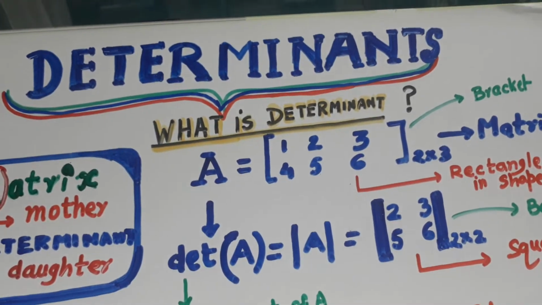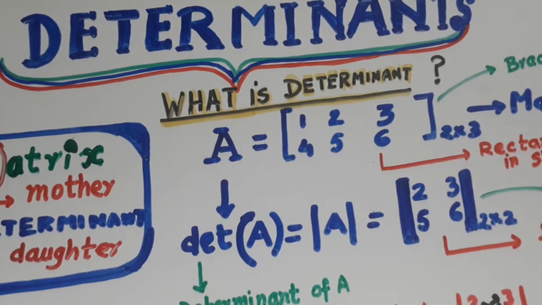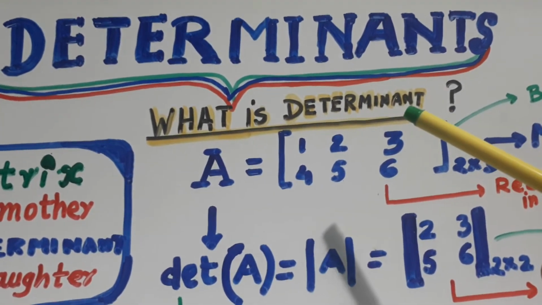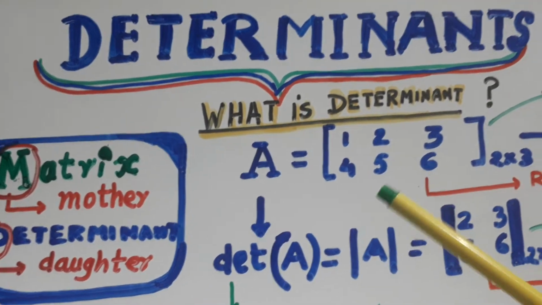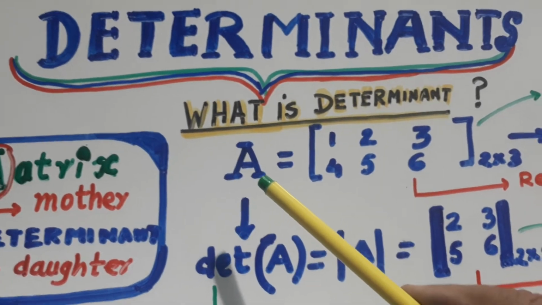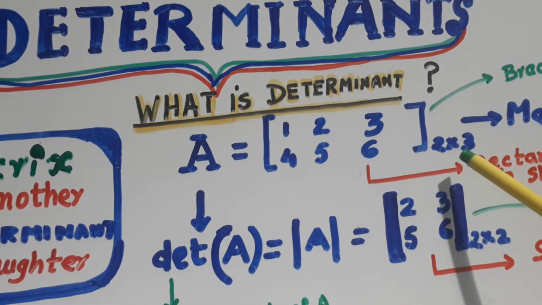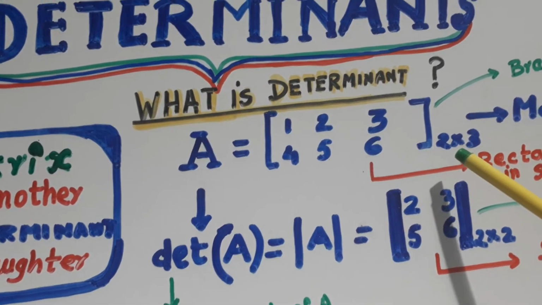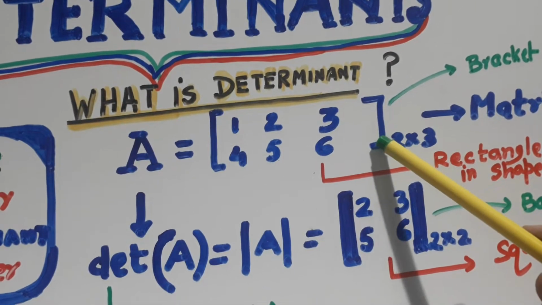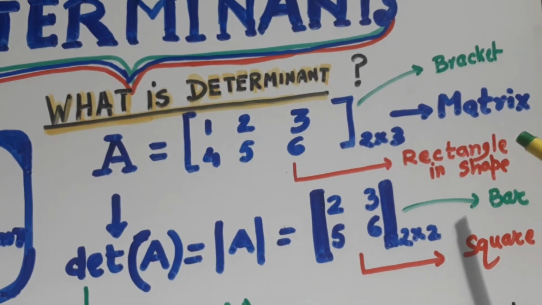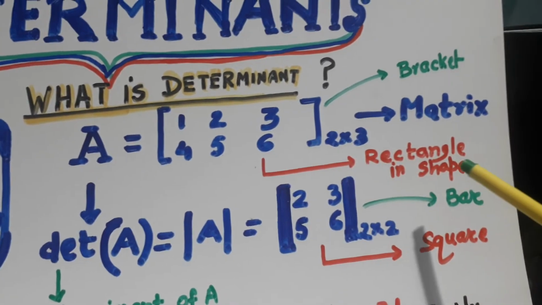I'm here with my notes on determinants. What is a determinant? Before I give you the definition, first of all, I have written here a matrix A. Its order is 2 by 3. And the matrix has brackets and it is rectangular in shape.